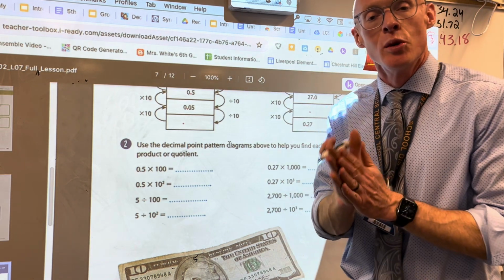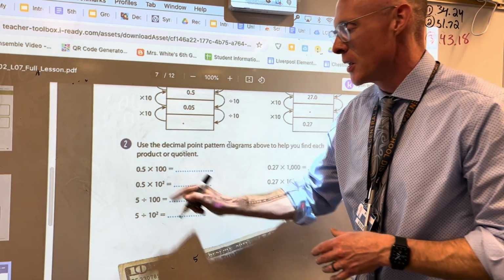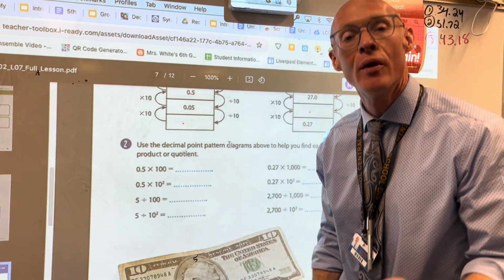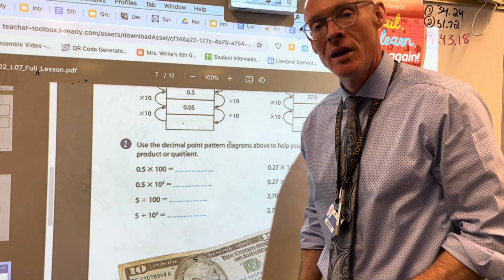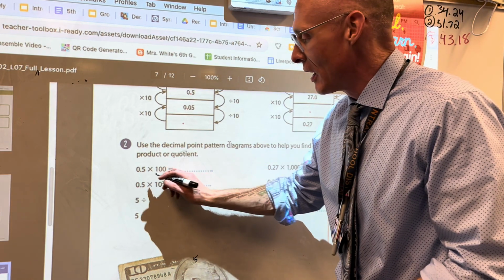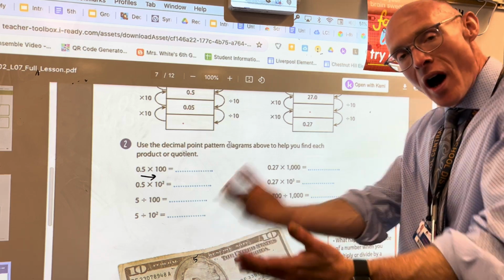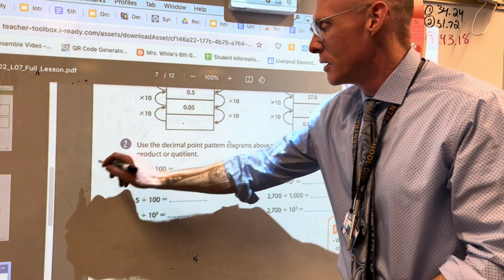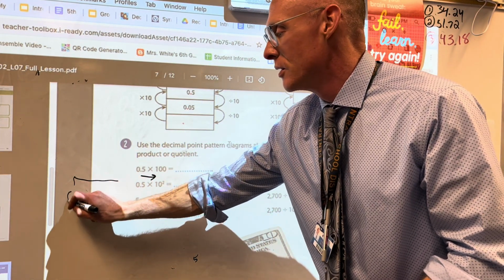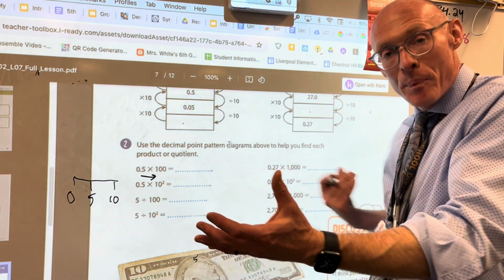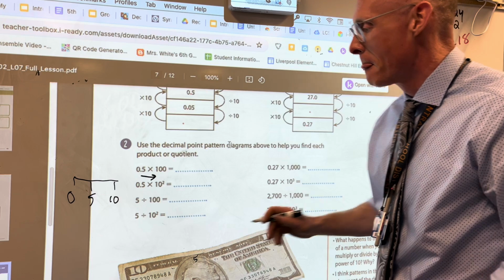Okay. So when you're answering a question like this one, what is 5/10 times 100? We know the number's getting bigger. So we've got to go up the number line. We've got to go to the right. So a number line could be like 0, 5, 10. We got to go up the number line to make it bigger.